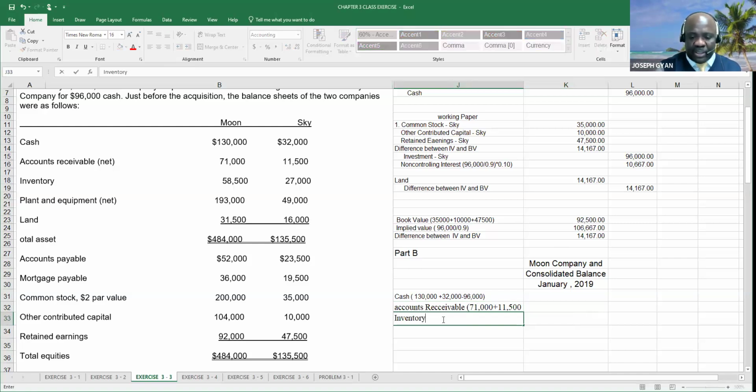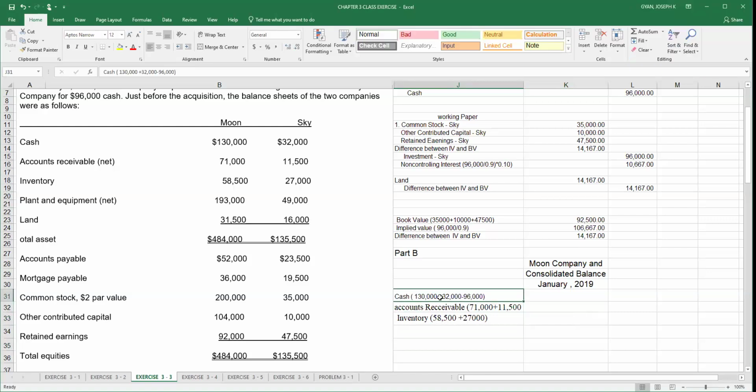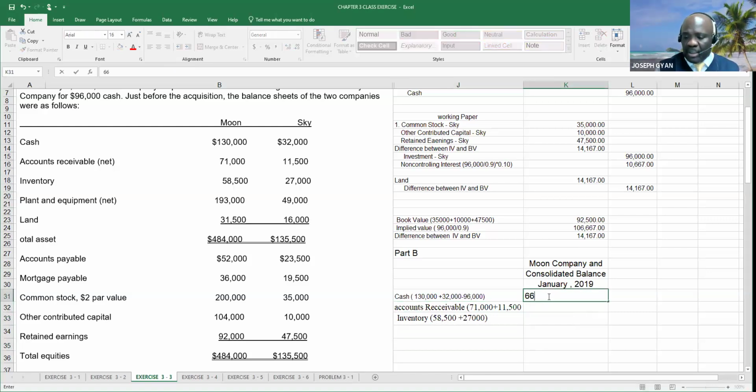We have the inventory, which is 58,500 plus 27,000. Cash is 66,000. 66,000. Okay.